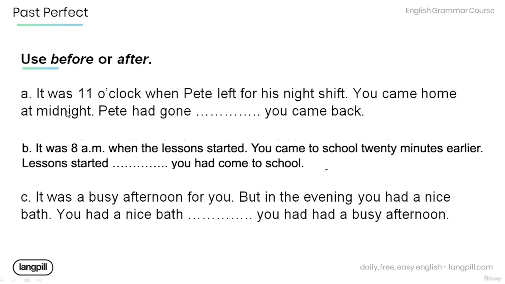Now, time for you to practice on your own. Read the following sentences and fill in the blanks using before or after. A. It was 11 o'clock when Pete left for his night shift. You came home at midnight. Pete had gone. You came back.